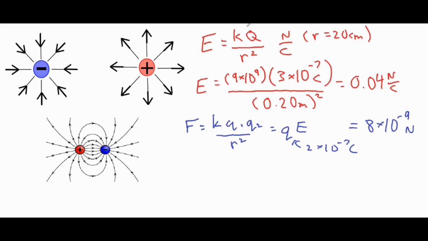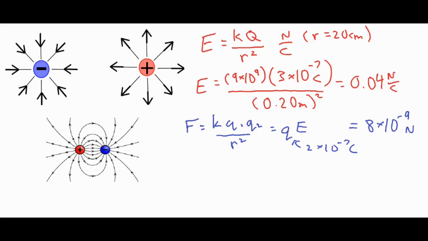Okay, sometimes you'll see a capital Q and sometimes you'll see lowercase q's. Oftentimes the charge that you're focusing on that's producing the electric field is going to be represented by a capital Q, but your q is basically representative of some type of charge.